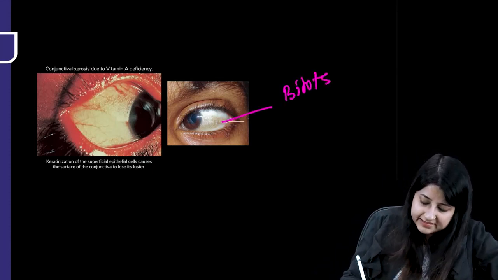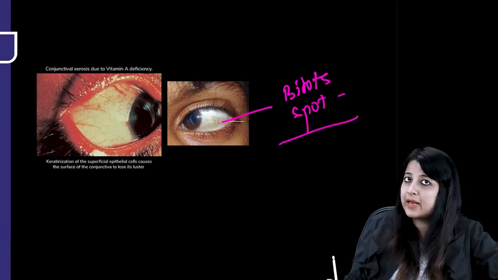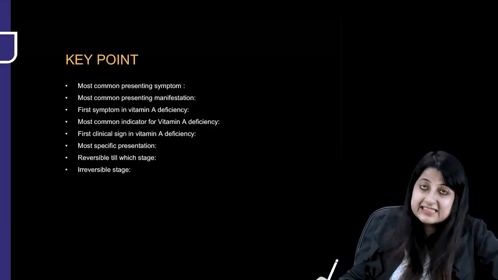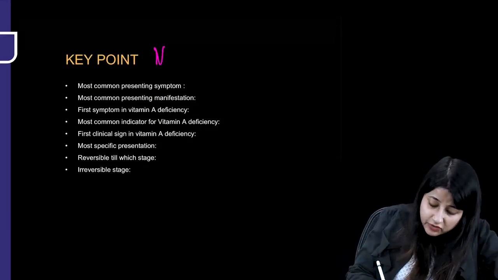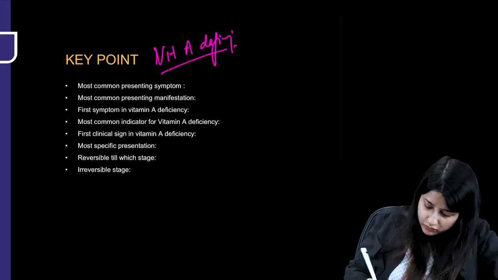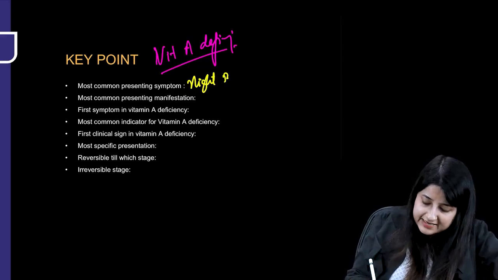This will also be discussed in image sessions. It is formed on the bulbar conjunctiva, palpebral side of the bulbar conjunctiva. These are key points for vitamin A deficiency which can come in your exam. The most common presenting symptom, everybody, is night blindness.